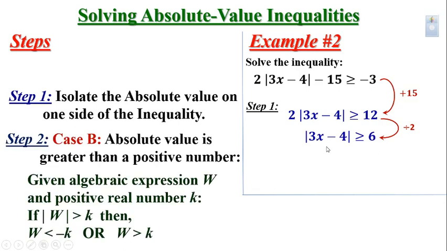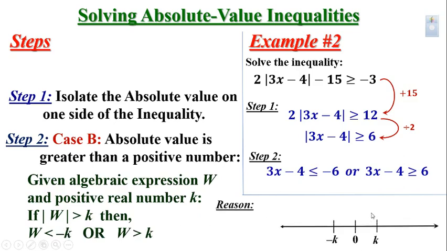So that means it's either to the left of -6 or to the right of 6, because -6 is 6 units away from 0. Anything to the left of that is further away. And +6 is 6 units away from 0. Anything to the right of that is further away. So when we see an absolute value of an algebraic expression greater than a positive number k, that means whatever is inside the absolute value is further away than k units. That means it's to the left of the negative or to the right of the positive.